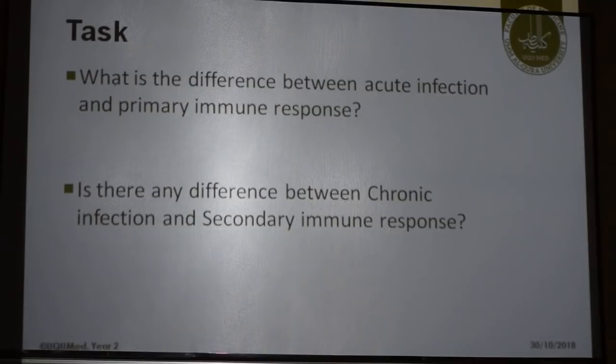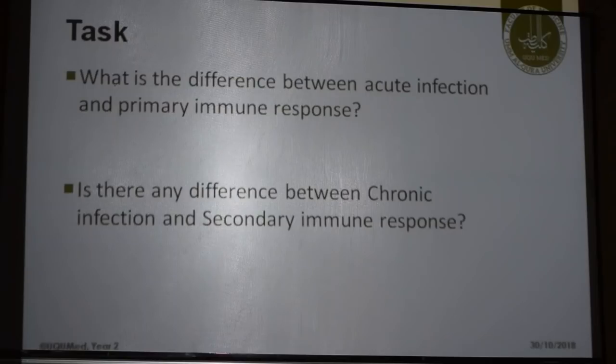Now there are 2 tasks for you to go home and work on. In the next lecture, again a 2-hour session, we will discuss immune response to viruses, and I'll be discussing that at the end of it. What is the difference between acute infection and primary immune response? Is there a difference between the two? If yes, you have to find out the characteristics or properties. Then, is there any difference between chronic infection and secondary immune response?